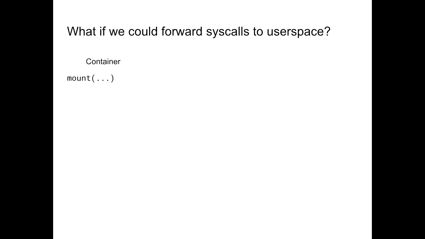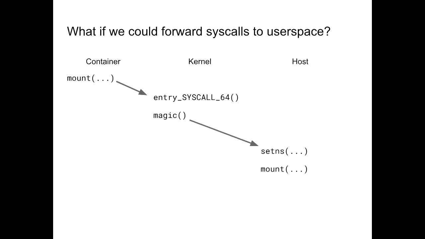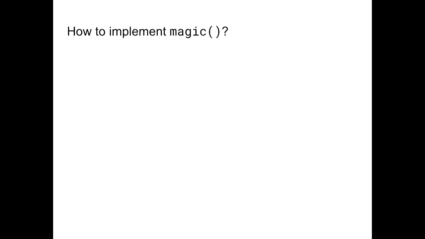Basically, the container would do some mount. We would go into the kernel, and there would be some magic in the kernel, and that would forward something to a daemon listening on the host that would set ns to the container, do the mount, set everything up, and then lie to the mount command and say, sure, this all worked, everything's fine. So the question is, how do we implement that? It turns out there's a number of different ways to do this.